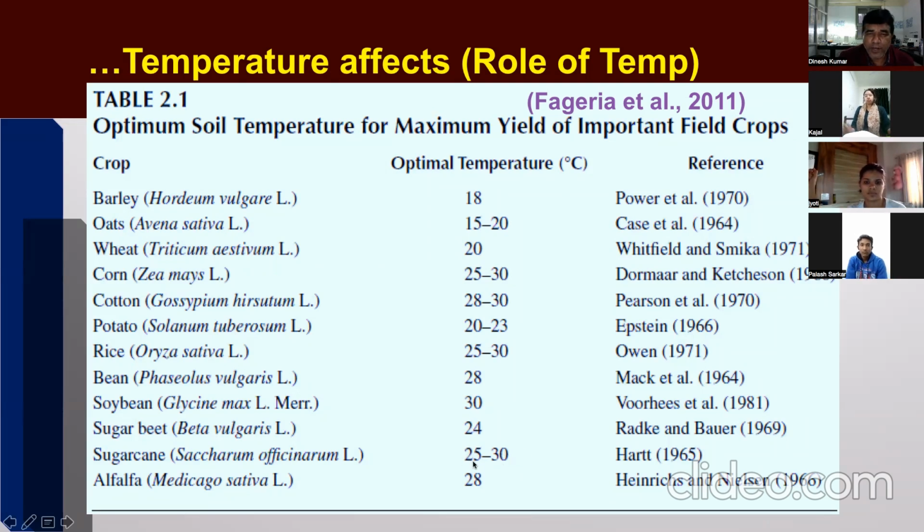Banana, papaya, cotton, rice, sugarcane, palm, millet, these are tropical crops. Wheat, barley, oats, they are temperate crops. So you can just see the difference in temperature.